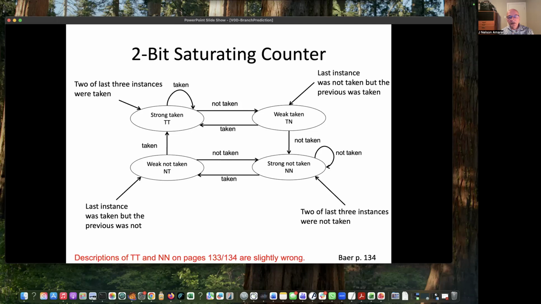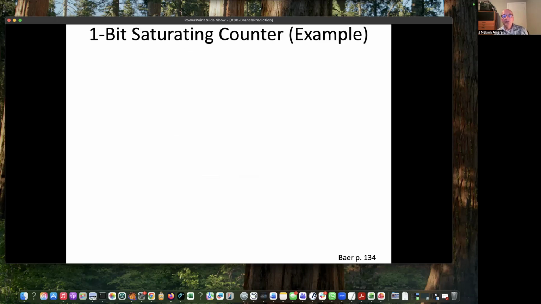Just pay attention in your textbook. The descriptions of the strong taken and strong not taken states are slightly wrong in the textbook. It's a typo.